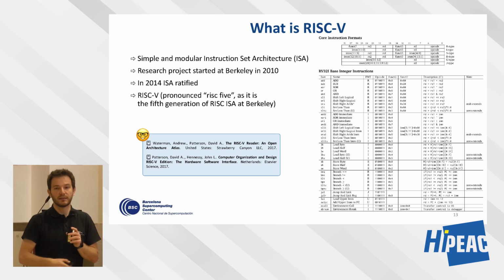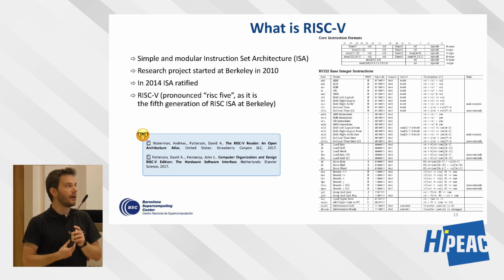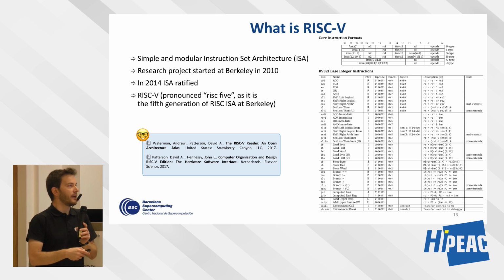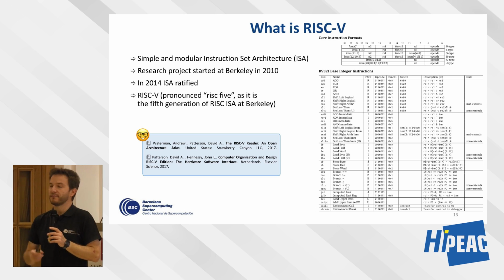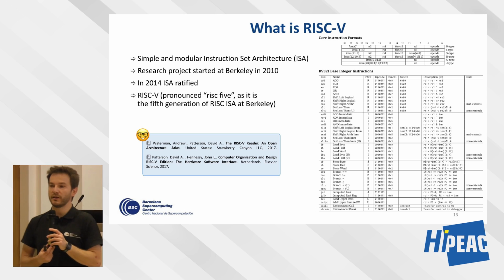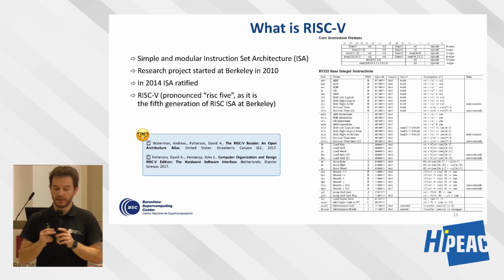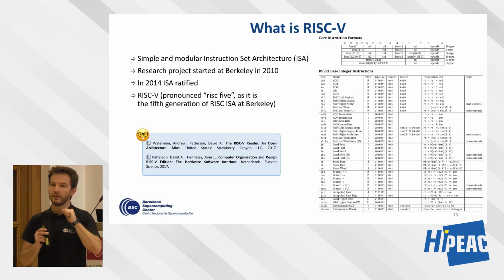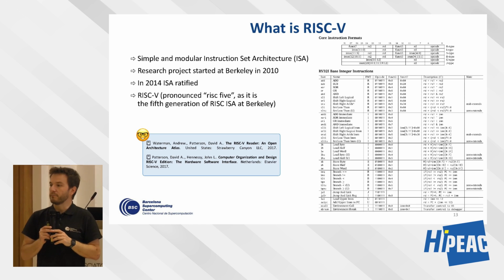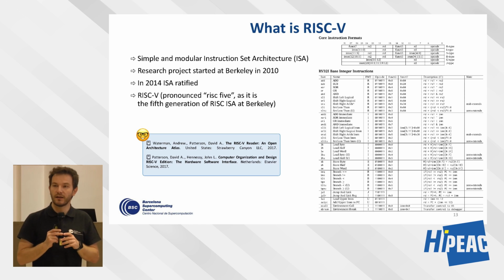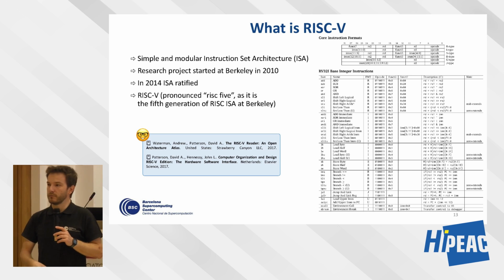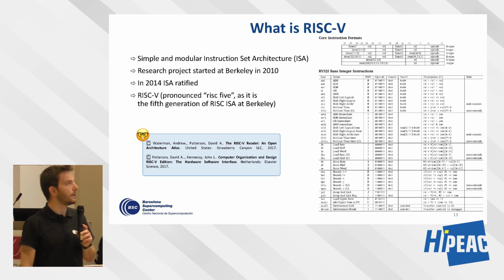It's pretty new. It was ratified in 2014 by the University of Berkeley. It's called RISC-V, and the five is because it's the fifth attempt, the fifth generation by Berkeley in doing this instruction set. So at the university they did have previous versions. This is the one that has been really pushed out and is being promoted these days. Here you have links. I think most of them are in the Google Classroom. There are a couple of books and so on.